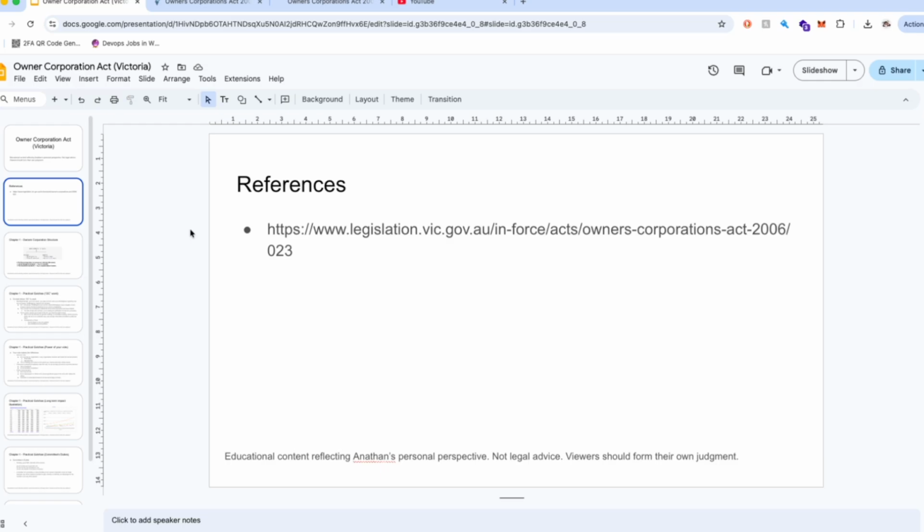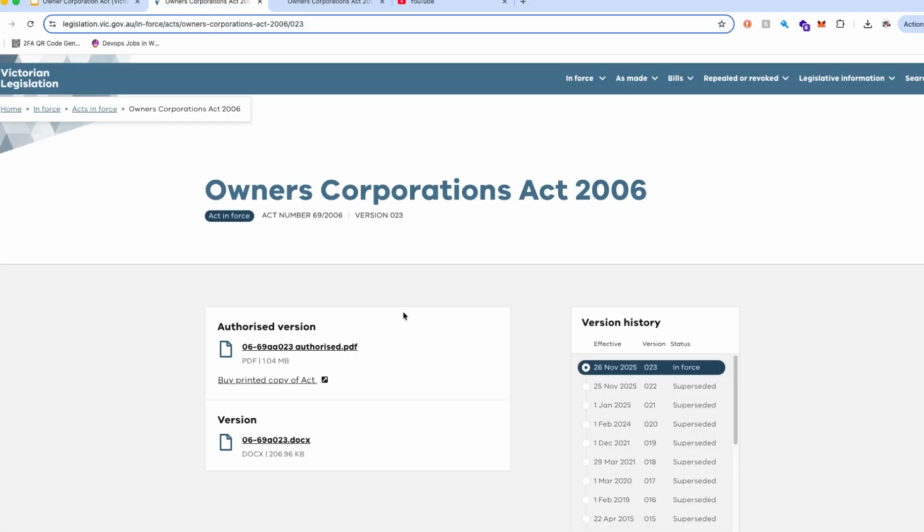Now, for reference, this is the official reference of the Owners Corporation Act in Victoria. So here's the link that I've opened up. You should all refer to the official sources for the most up-to-date Owners Corporation Act.